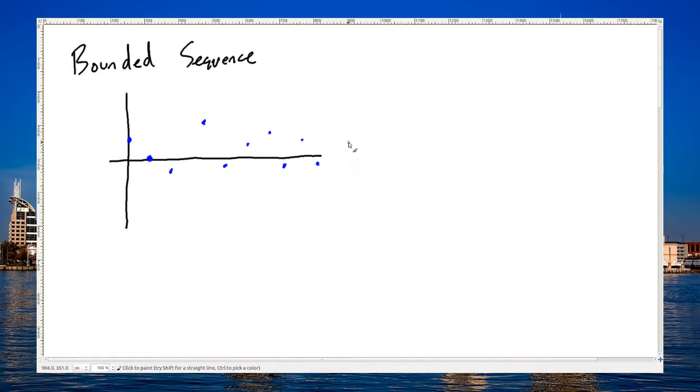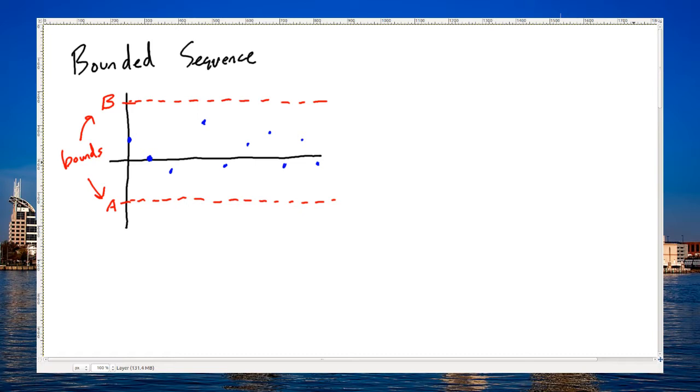But what's important is that a sequence is bounded if you can find bounds for that sequence. Basically, you need to find two numbers, a and b, such that the sequence always stays greater than a and less than b. It could be equal to a or equal to b, sure, that's fine as well. But as long as the sequence always is between those two horizontal lines, then that's called a bounded sequence. And in fact, we call a and b its bounds.